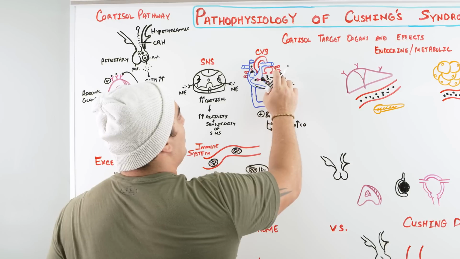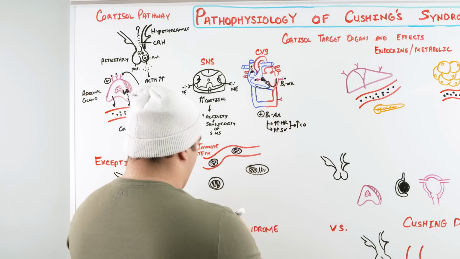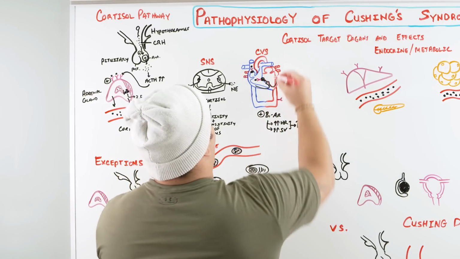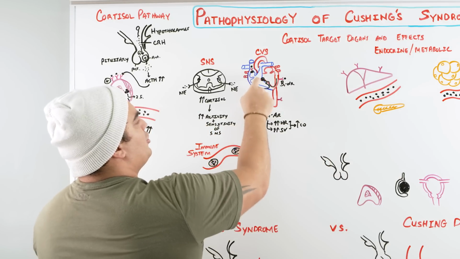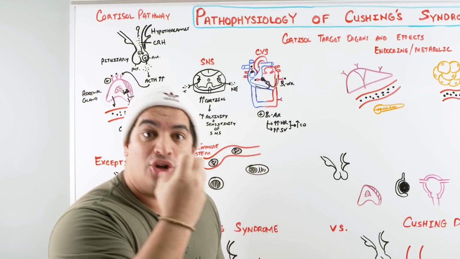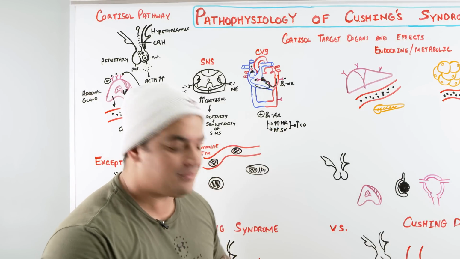There's another receptor. So we have the beta-1 adrenergic receptors here that are on the conducting system. And we also have beta-1 adrenergic receptors that are on the actual contractile portion of the heart. They increase heart rate, stroke volume, and cardiac output.